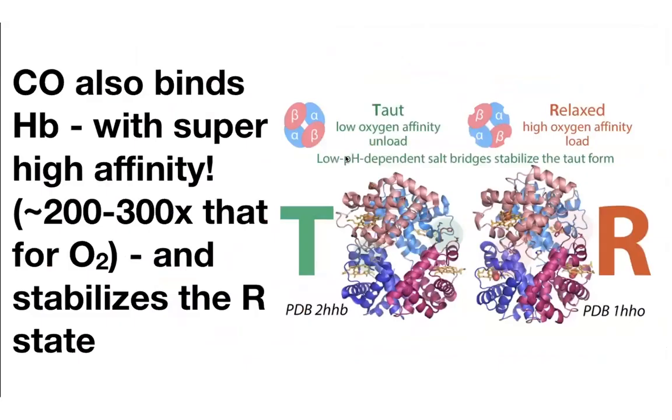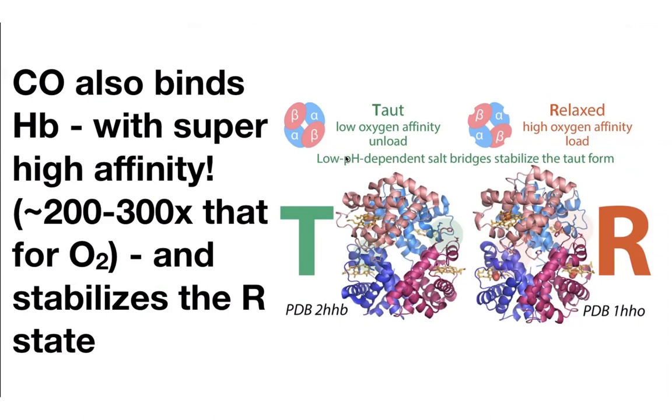Okay, so that was cool stuff about hemoglobin. Let's talk about some of the bad things that can happen. One of the worst is binding to carbon monoxide. We are not talking about carbon dioxide here. Carbon dioxide was helping us before. Carbon monoxide is not going to help us ever, which is why we have to have carbon monoxide sensors in our houses. Carbon monoxide also binds to hemoglobin, but with super high affinity, like 200 to 300 times the affinity of hemoglobin for oxygen.